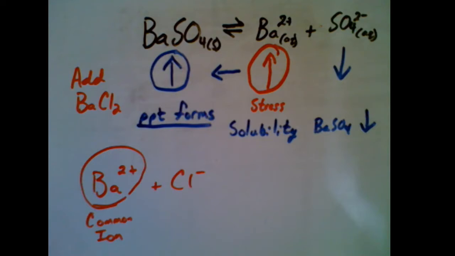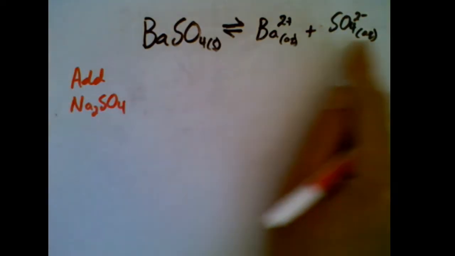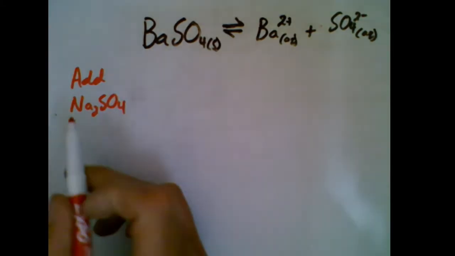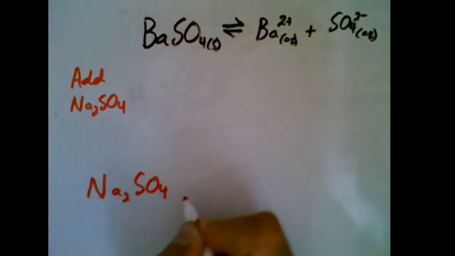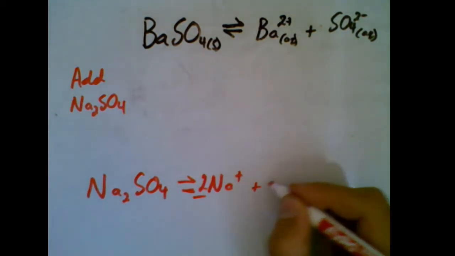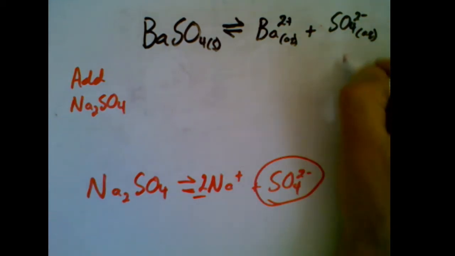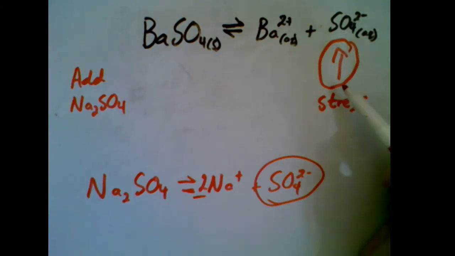So let's do another example. So let's reset, and then we'll take a look at what happens when we add another substance. So now what we're going to do is we're going to be dealing with the same exact equation, but we're going to add Na2SO4. So again, think about what Na2SO4 is. Na2SO4 is actually sodium ions and sulfate ions. For us, this is the important one because there's a common ion. So that's going to increase the concentration of sulfate into this solution.